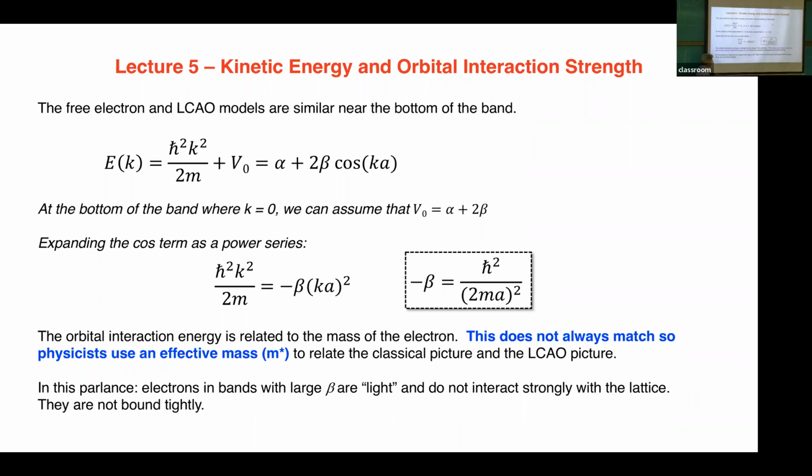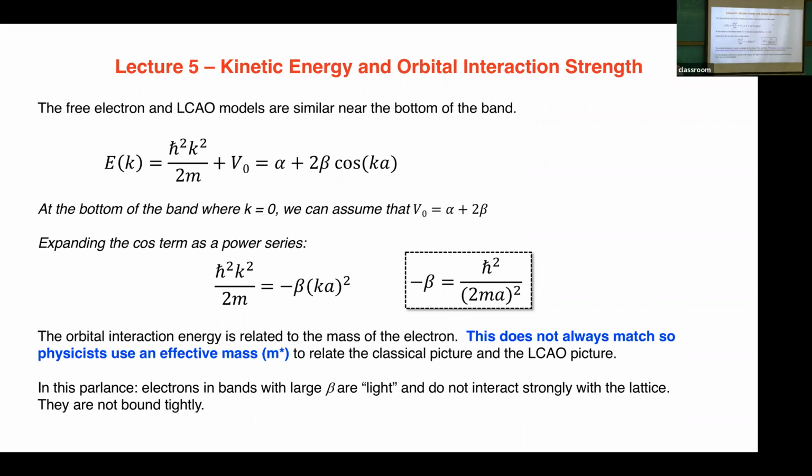So this is approximately true, but crystals modify this substantially because kinetic energy is also influenced by the attraction to the lattice. And physicists use something called an effective mass in its place, as we'll see in just a little while. And that relates this orbital interaction strength to, it sort of gives you a measure of the orbital interaction strength of the lattice, as we'll see.